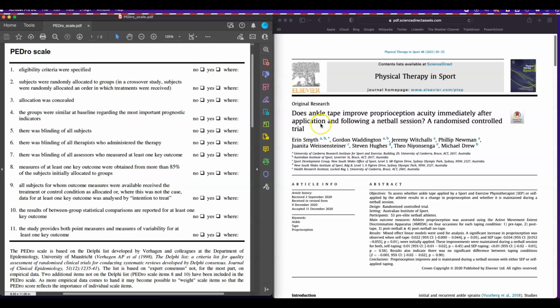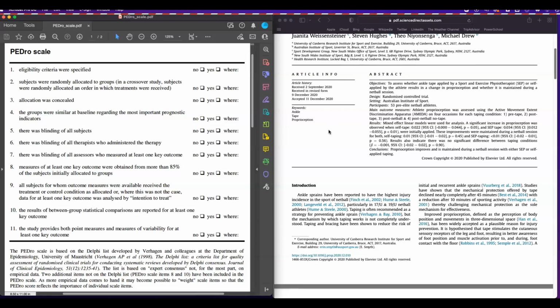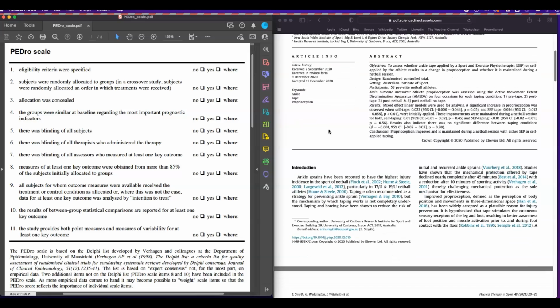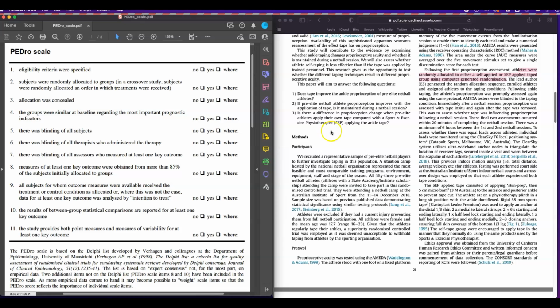So in this research article, does ankle tape improve proprioception acuity immediately after application and following a netball session, which is a randomized control trial? What I typically do is search through to figure out where the eligibility criteria was specified. And most often that's going to be in the methods section of the research article. In this particular case, the exclusion criteria was specified, and it's right here.